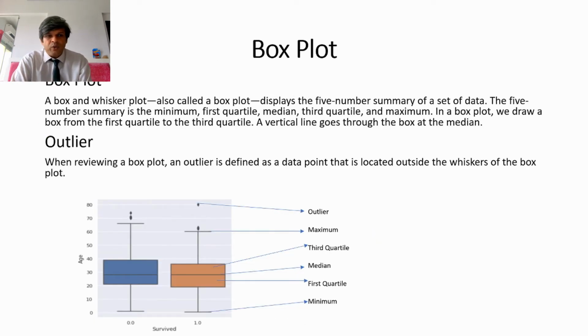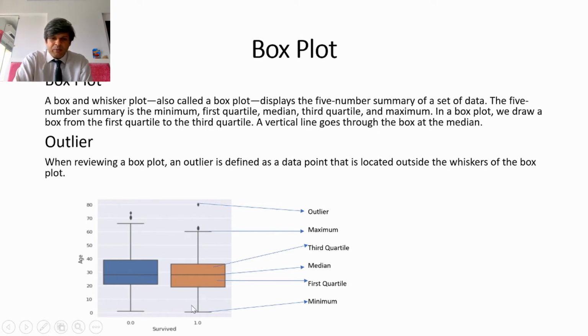Here we go. So it is also known as the box and whisker plot. It displays the 5-number summary of a set of data. The 5-number summary is minimum, first quartile, median, third quartile and maximum. In a box plot, we draw a box from the first quartile to the third quartile. A vertical line goes through the box at the median. So I have just defined it out here.